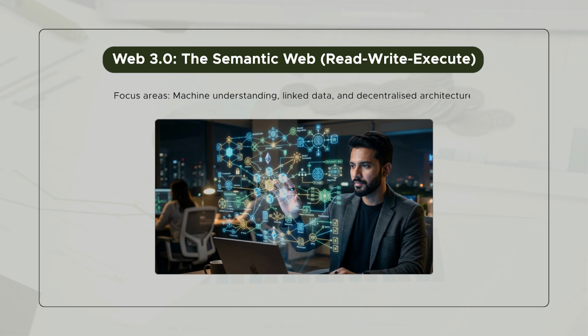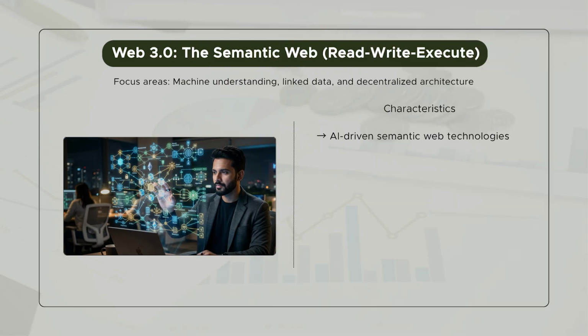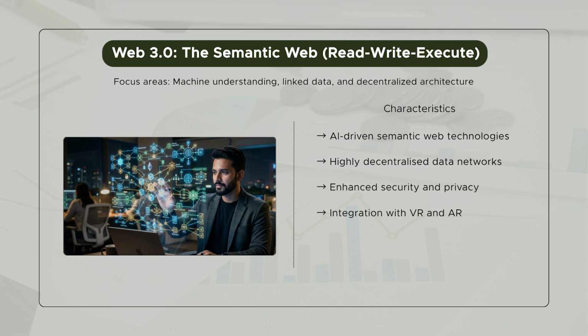So what are the characteristics of this? AI-driven and semantic web technologies, highly decentralized data networks, various security features, integration of virtual and augmented reality, VR and AR built into this, and a huge amount of personalization based on user behavior. Based on the data of the user, this was a very personalized web. What you see and what I see will be very different because there is a lot of personalization. So what are the examples of this?